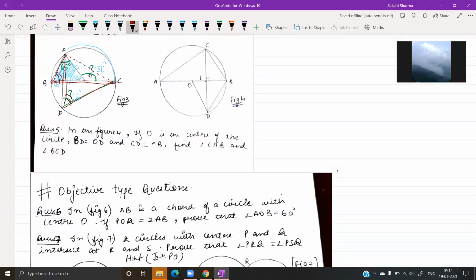Fifth question, figure number 4. O is the center. BD is equal to OD. CD is perpendicular to AB. AB is the diameter. Find angle CAB and find angle BCD. Now, there could be more than one way possible to do this question.